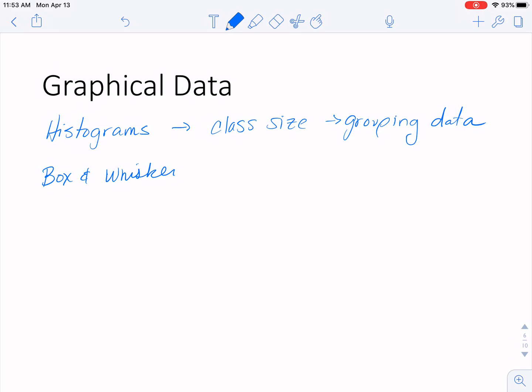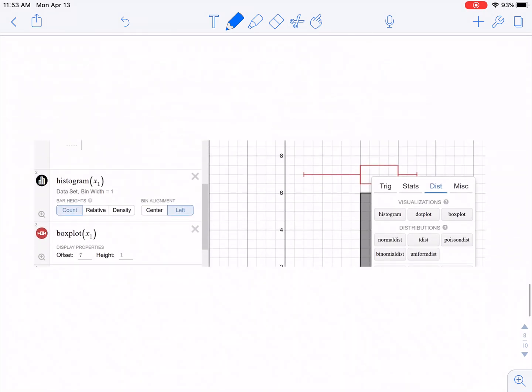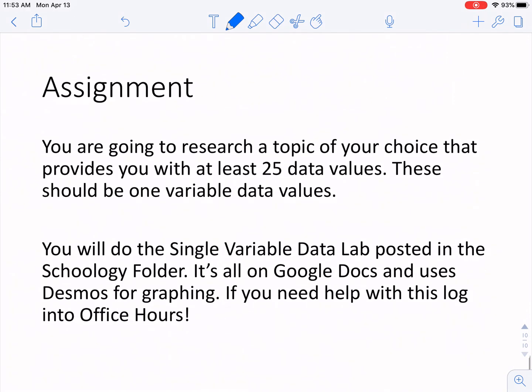So the lab. I'm going to go back to those slides in a second. Here's your assignment. You're going to research a topic of your choice that provides you with at least 25 data values. These should be one variable data values. So like the height of something, or the length of something, or the amount of money of something to that effect. It's going to be based on one variable, but it's something that I want you to have an interest in.